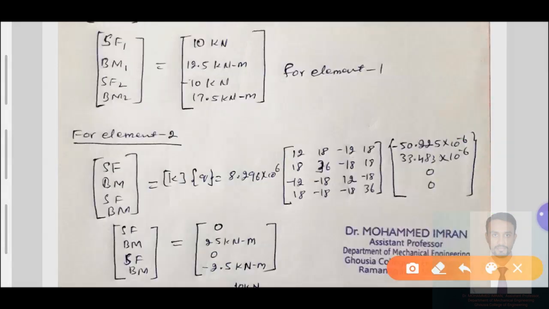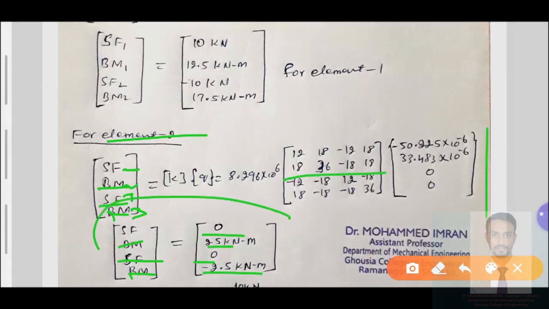You will get the shear force at node number 2, and this is node 3. At node number 2 the shear force is equal to 0. The bending moment at node number 2 we have again 2.5 kilonewton meter. Shear force is 0 at node number 2, and the bending moment is equal to minus 2.5 kilonewton meter. When you resolve these values, you will get this answer.